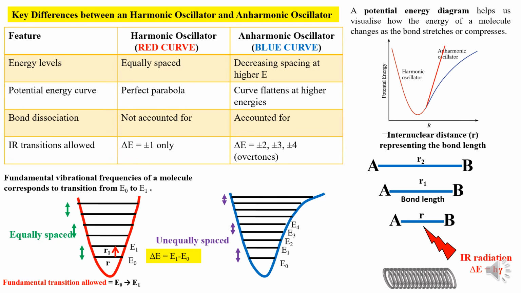And what about the IR transitions in the case of the anharmonic oscillator? Now, in the case of the anharmonic oscillator, the allowed IR transitions are from E0 to E2, or it could be from E0 to E3, or from energy level E0 to E4. And these IR transitions that are allowed in the case of the anharmonic oscillator are usually called overtones. Later in the video, I'll give a detailed explanation about the meaning of overtones with suitable examples.